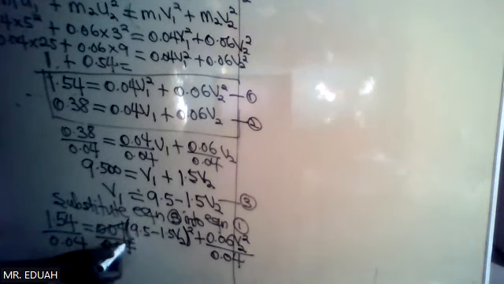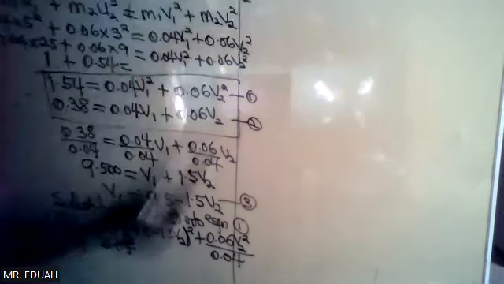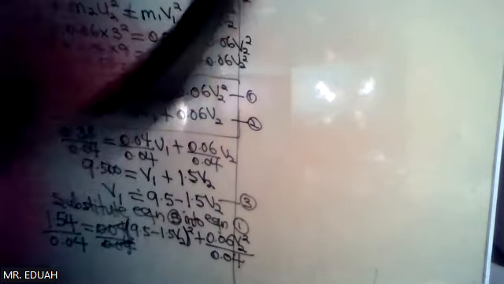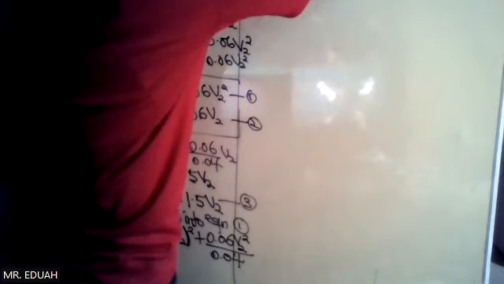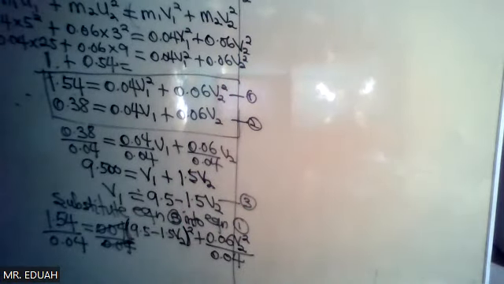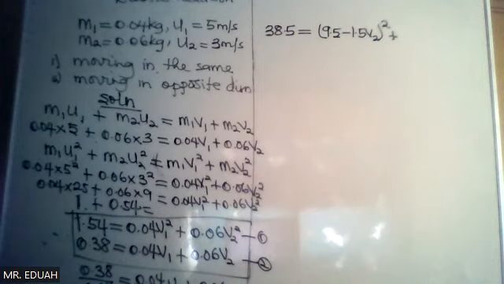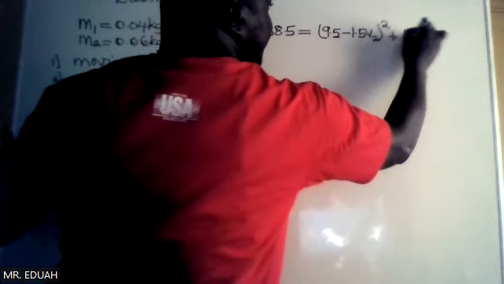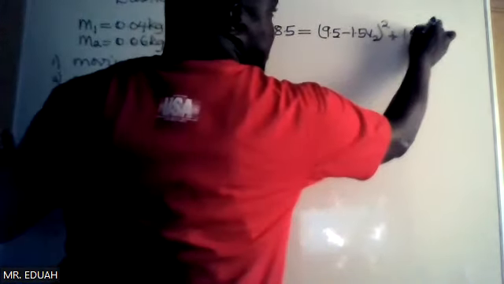So 38.5 is equal to, you see, I've eliminated this. So what is left is whatever I have within the brackets, squared, minus 1.5 V2, all squared, plus, what is 0.06 divided by 0.04? 1.5. So this is plus 1.5 V2 squared. Good.